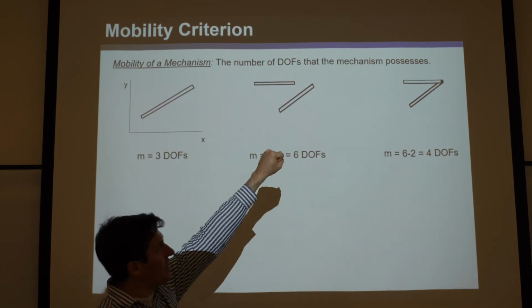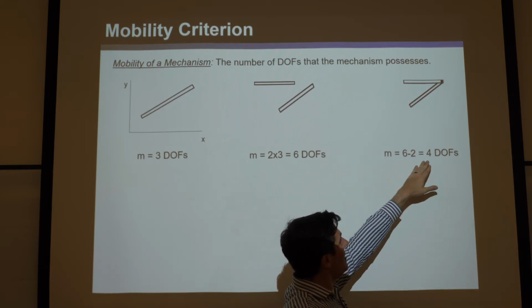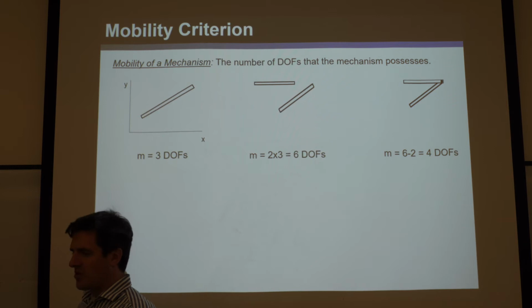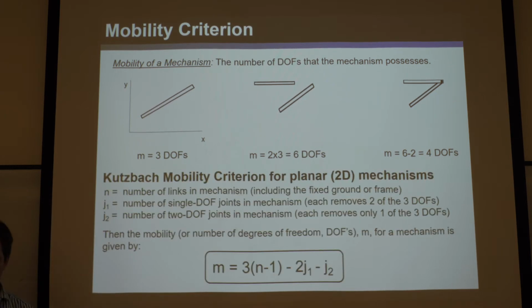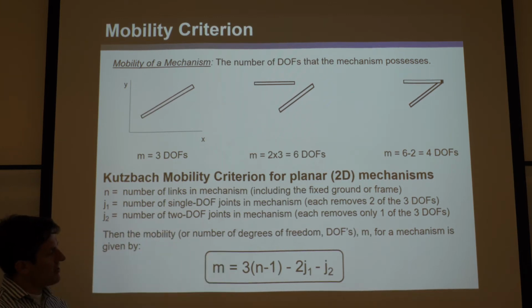And of course, if you held one of them fixed, like I said, the top bar, you'd subtract 3 more degrees of freedom from that, so it would go down to 1 degree of freedom. Okay, so you can kind of see how we're doing this. Okay, let me jump right to Kutzbach's mobility criterion. If you didn't follow me there, you should get it from here, from the derivation of Kutzbach.